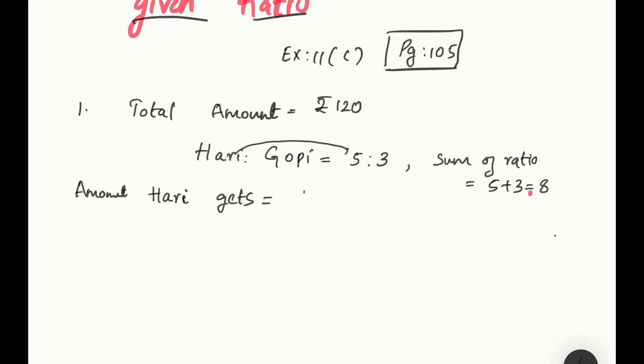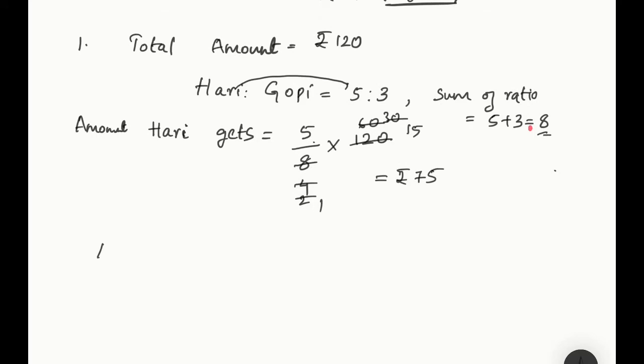So, amount Hari gets is 5 by total ratio 8 into the total amount, that is 120. So, here we shall divide by 2. 8 divided by 2 you will get 4. 12 divided by 2 you will get 6. 60. Again 4 divided by 2 you can divide it by 2, 30. Again 2, 15. So what's the answer? 5 into 15 is rupees 75.